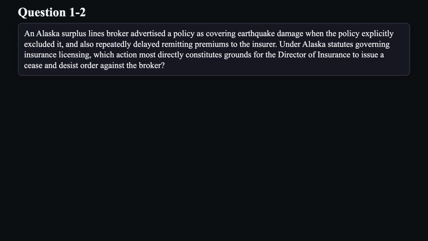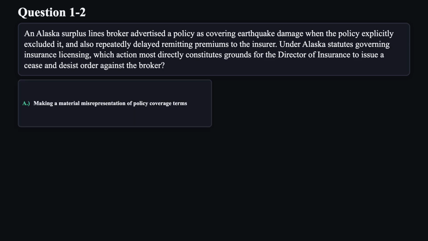Question 2. An Alaska surplus lines broker advertised a policy as covering earthquake damage when the policy explicitly excluded it, and also repeatedly delayed remitting premiums to the insurer. Under Alaska statutes governing insurance licensing, which action most directly constitutes grounds for the Director of Insurance to issue a cease and desist order against the broker?